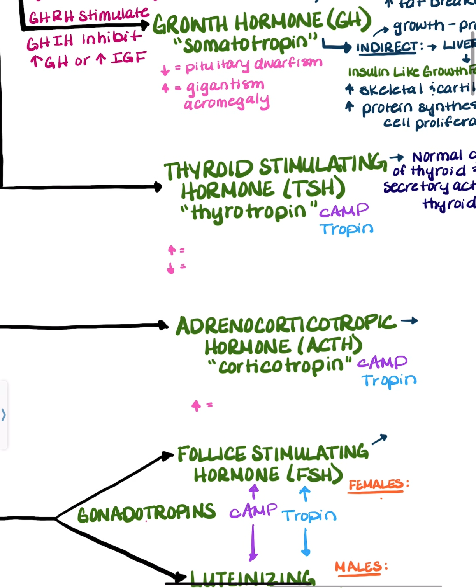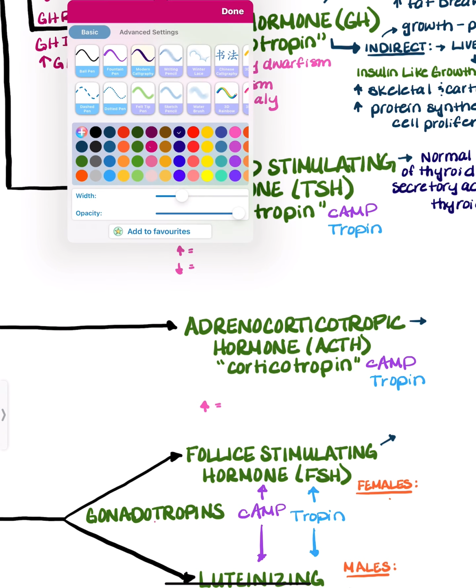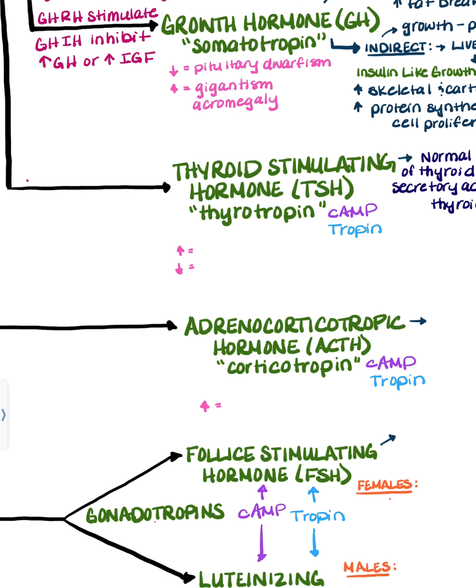What's going to cause it to be released from the anterior pituitary gland? We have another hormone, TRH. But before I tell you what TRH stands for, I want to point out that the thyroid stimulating hormone is also called thyrotropin, because that will make sense why TRH stands for thyrotropin releasing hormone, not thyroid releasing hormone. So thyrotropin releasing hormone, or TRH, is going to stimulate the release of the thyroid stimulating hormone, and it's released from the hypothalamus.